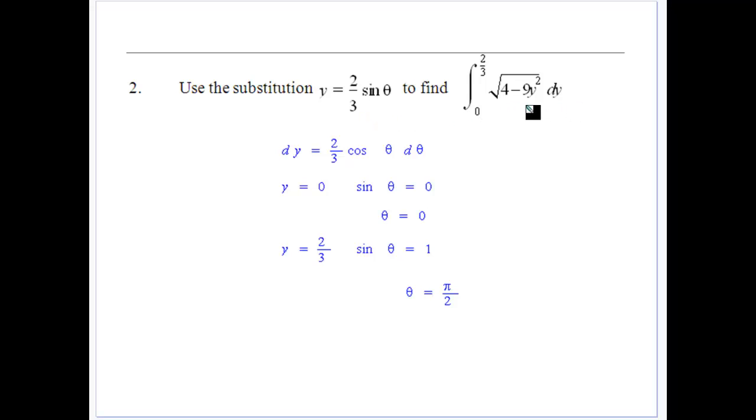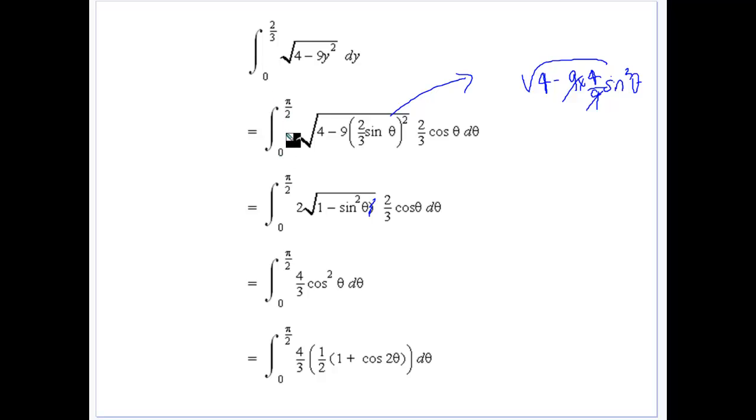Again, if you look at that function, you're looking and go, wait on, that's similar. It is. That'll give you a semicircle. But let's use the substitution, and we'll have a look at the semicircle to make sure we're right. 2/3 sine theta is our substitution, so dy is equal to 2/3 cos theta d theta. When y is 0, sine of theta gives us 0, so theta is 0. And when y is 2/3, we get sine of theta is equal to 1, so theta is pi on 2. So we've done our substitution: 0 to 2/3 becomes 0 to pi on 2.